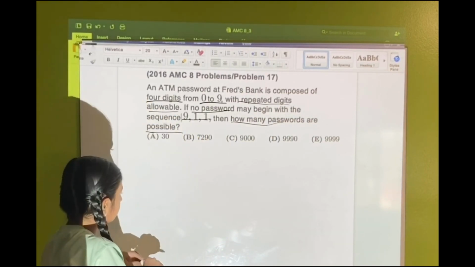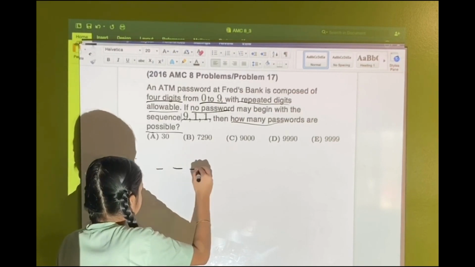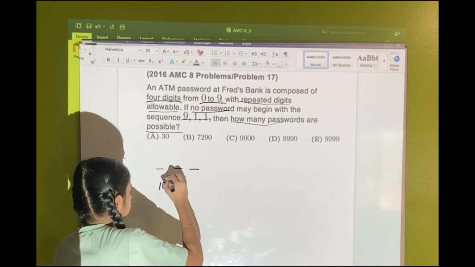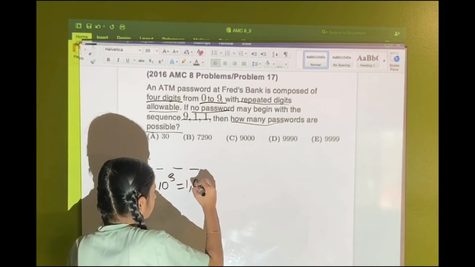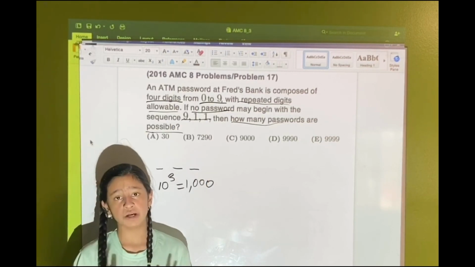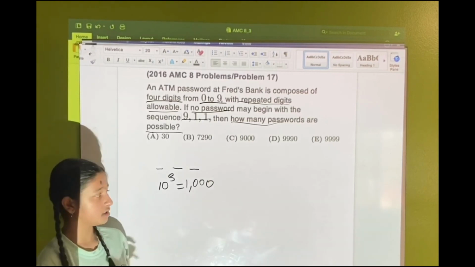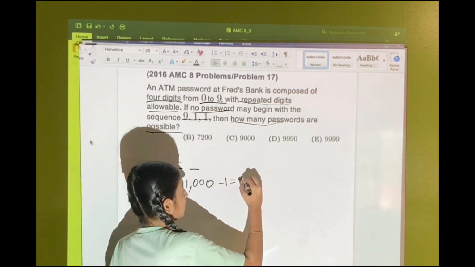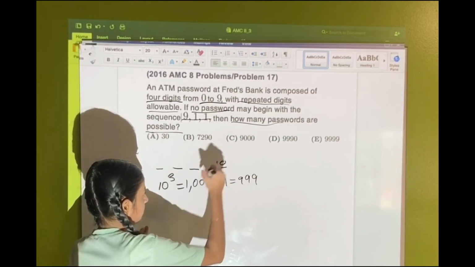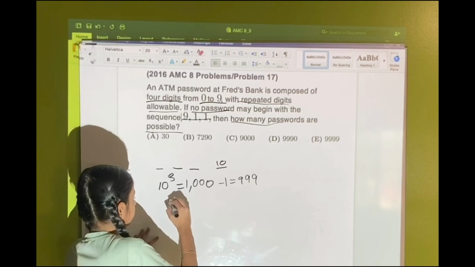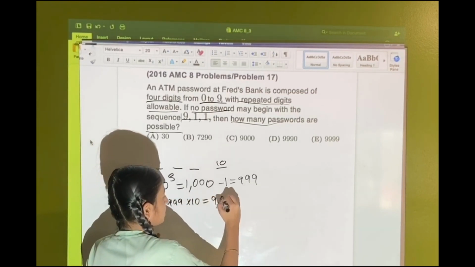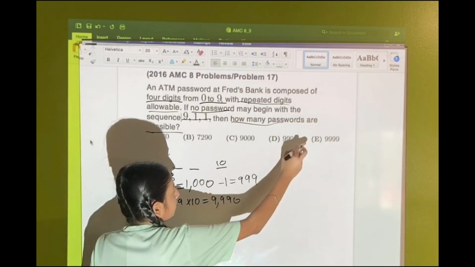So the first 3 digits, there's 10 that's possible for each, so there's a total of 10 to the cubed, which is 1,000 possibilities. But out of those 1,000 possibilities, 1 is not possible, 911. So minus 1 is equal to 999. Then for the last digit, there's 10 possibilities. So we're going to do our 999 times 10, which will be equal to 9,990, which is D.